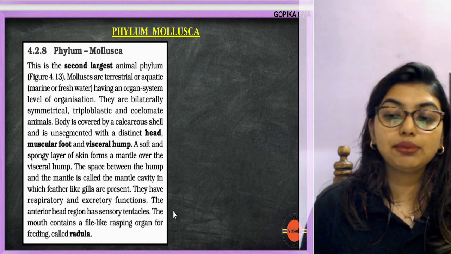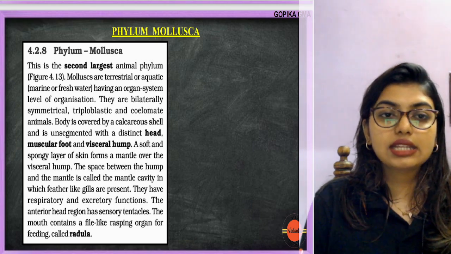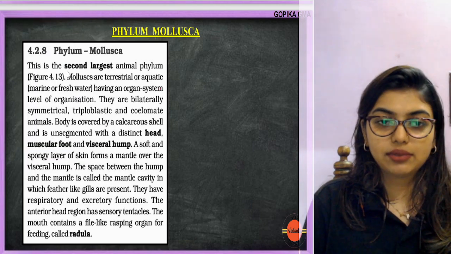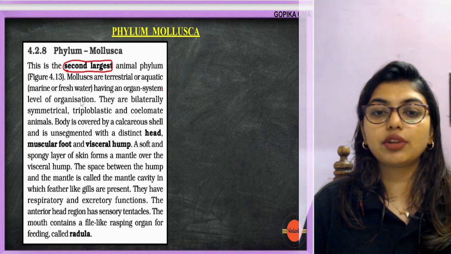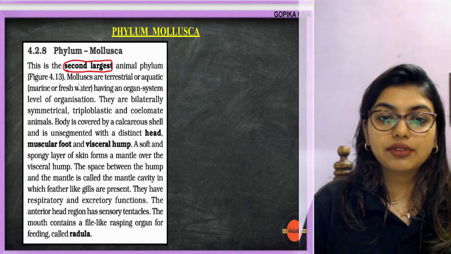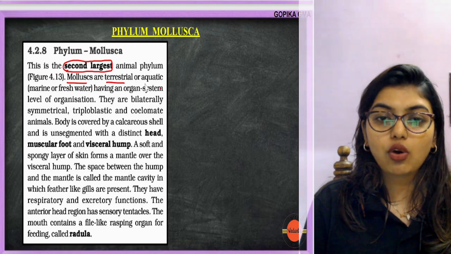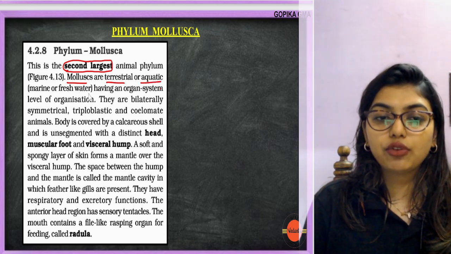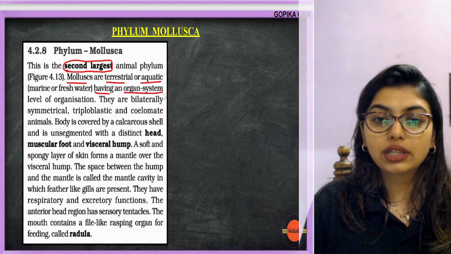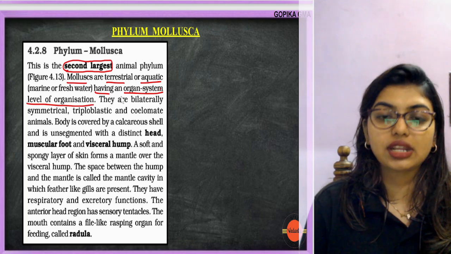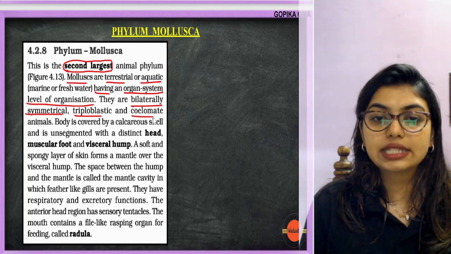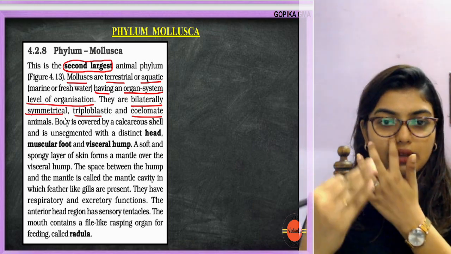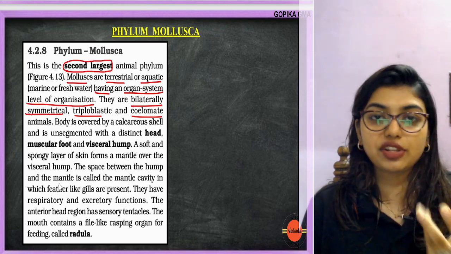Next is phylum Mollusca. Mollusca is going to be the second largest phylum, after Arthropoda. The animals of Mollusca are terrestrial or aquatic, marine or freshwater, having an organ system level of organization. They are bilaterally symmetrical, triploblastic and coelomate. This is all very general from the previous one, no much difference you will see.